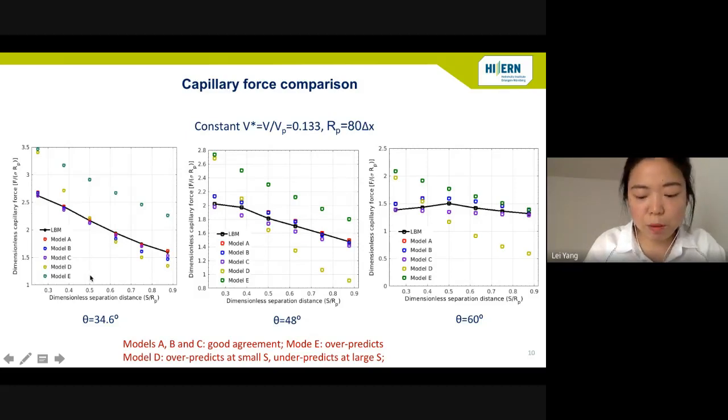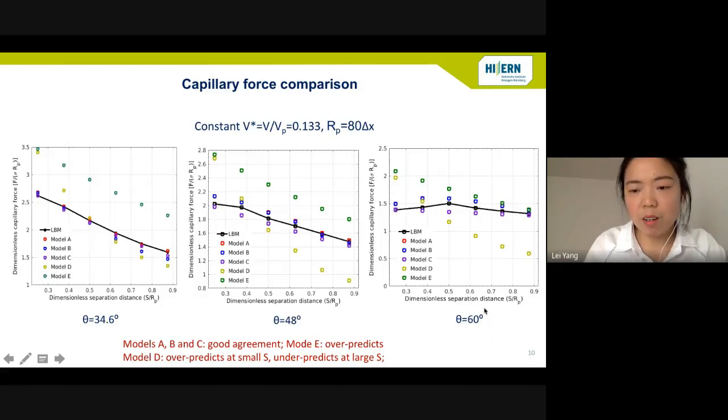As I mentioned before, the capillary force has two components. One is from the surface tension force, and the other is from the Laplace pressure. In these cases, the surface tension force is dominant, and it is decreasing with increasing separation distance.